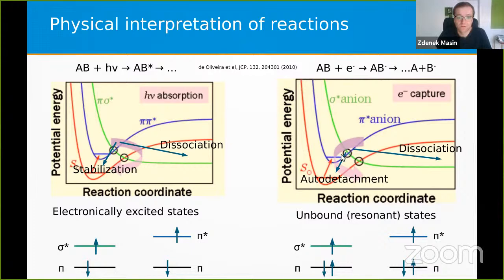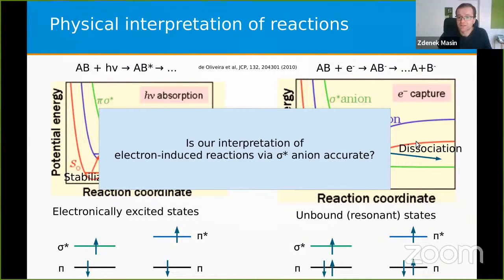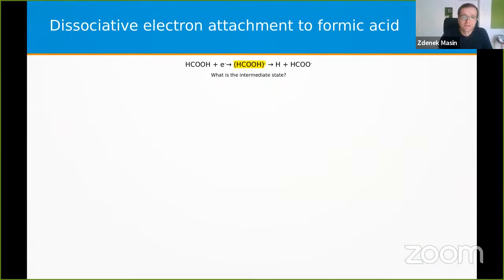In both these cases, in the photo-induced reactions and electron-induced reactions, we have this simple molecular orbital picture sort of visualizations, when electrons are either excited to or occupy some of these virtual orbitals. So in my talk, however, I will challenge the point of view on these electron-induced reactions somewhat. And I will ask whether our interpretation of these electron-induced reactions that are proceeding via this sigma star anion are accurate. And you may ask, well, why are you asking such a silly question? I mean, we have known this for a long time, that this is how these reactions often proceed. And I will show you that this is not so simple.